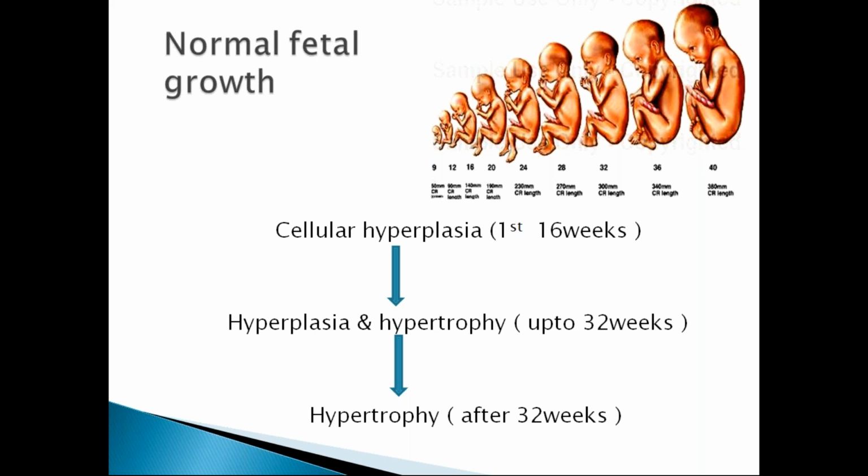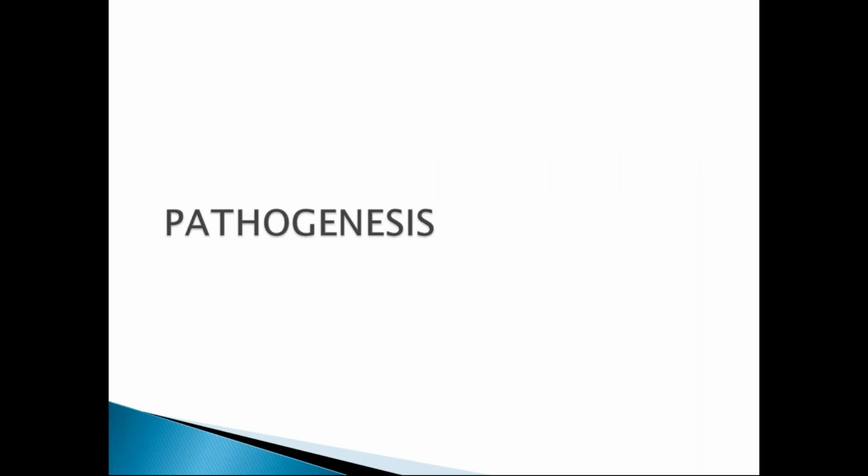After 30 weeks, there is no more hyperplasia; only hypertrophy will be there. In the initial stage, the cell number will be increasing. In the middle of pregnancy, hyperplasia and hypertrophy are both there, and after 32 weeks there is an increase in the size of the cell. So this is the pattern, and that is how it affects the growth of this baby.